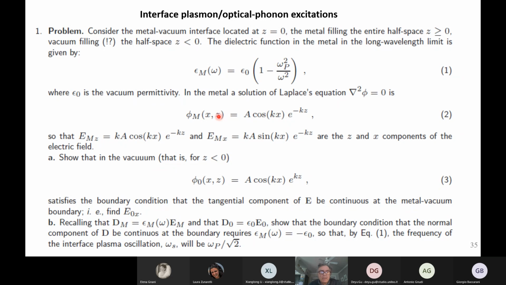If the interface is at z equals 0, so the interface is on the xy plane, we can look at an oscillation that decays exponentially as you move away from the interface. You solve the Laplace equation here. Remember, it's the Laplace equation because these are eigenmodes. There's no external charge. So we go and look at what happens, and we can find out what is the frequency of the oscillation that would correspond to such a peak of the potential just at the interface.